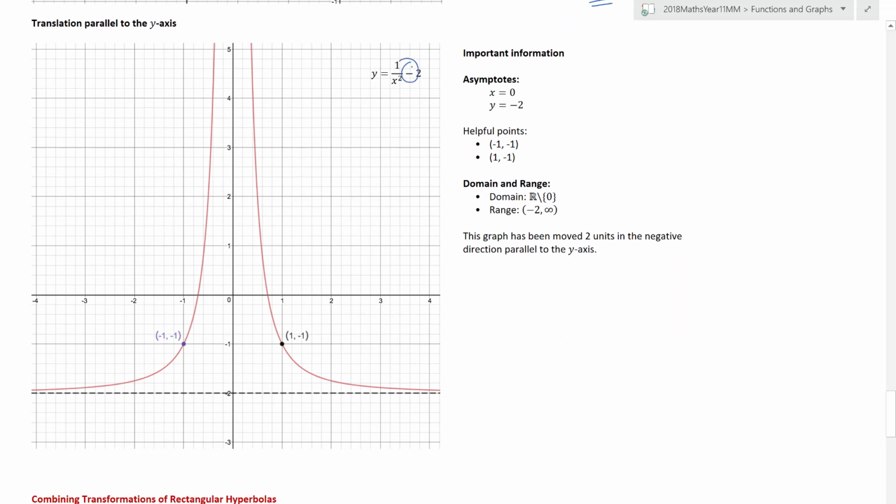In this situation, that -2 means that it actually works in the direction I'm expecting. Going to move the whole thing down. So y is equal to -2, x is equal to 0 in my asymptotes. Thank you very much. My helpful points in this situation have gone from 1, 1 and -1, 1. I'm moving those down 2 units, so it becomes 1, -1 and -1, -1, which is where we are showing my 2 beautiful points. Thank you very much.